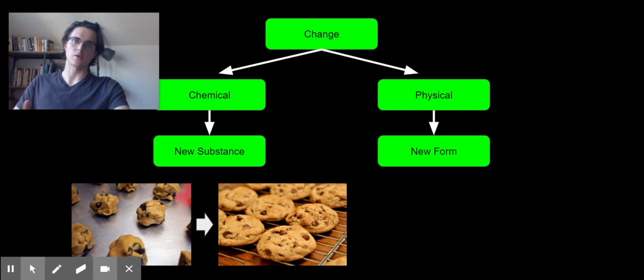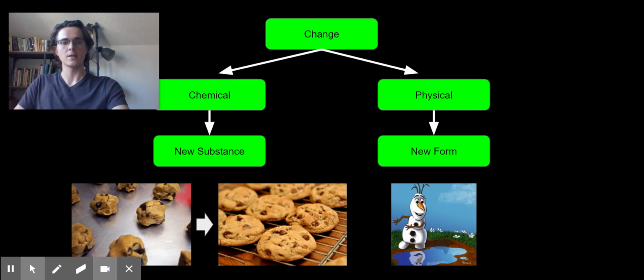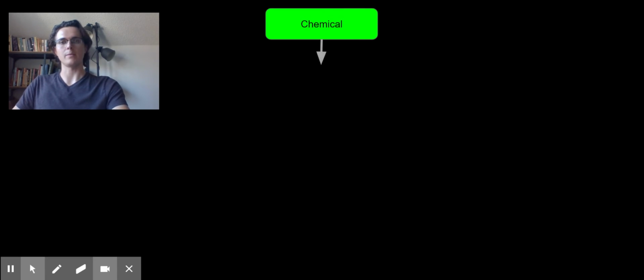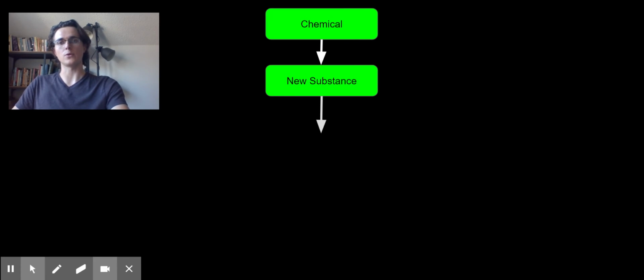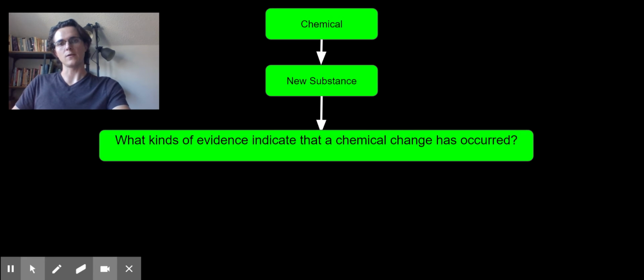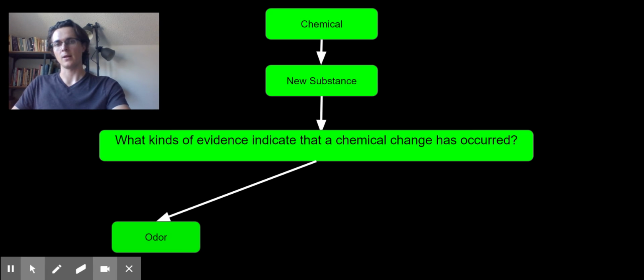So before you put them in, it's squishy, it's doughy, it's light. They come out, they're a little bit darker, they're harder, they've got some gas bubbles inside of them. A physical change means that you still have the same substance, but it's in a different form. So an example would be snow melting into water. Before it's a solid, and then it becomes a liquid. So focusing on chemical change, which means the formation of a new substance, and what kinds of evidence we can gather to indicate that a chemical change is happening.